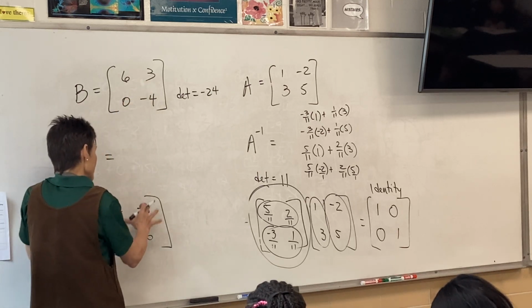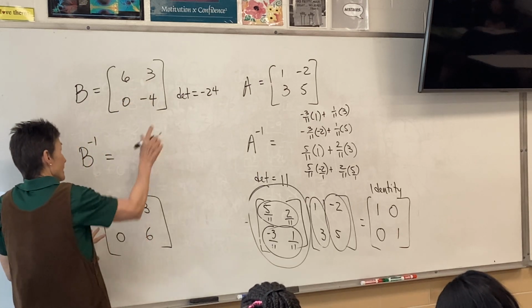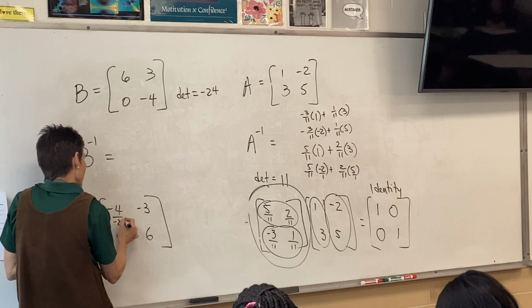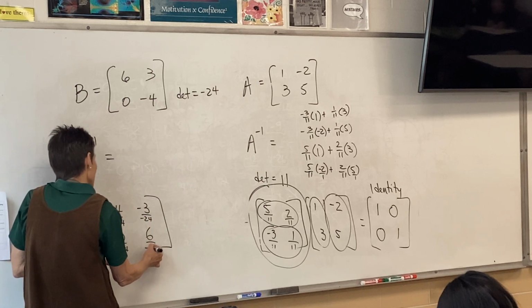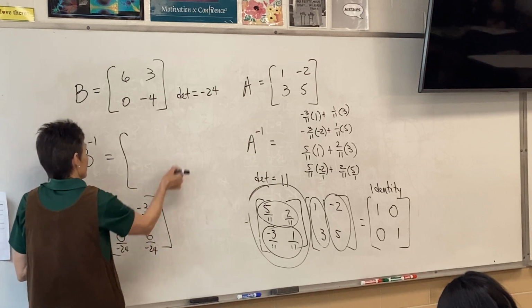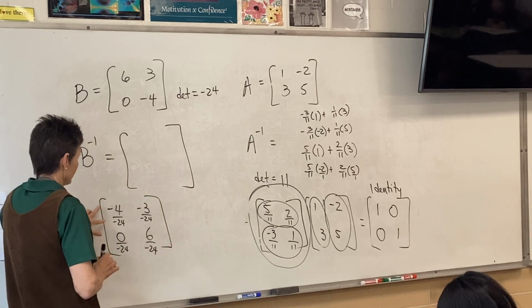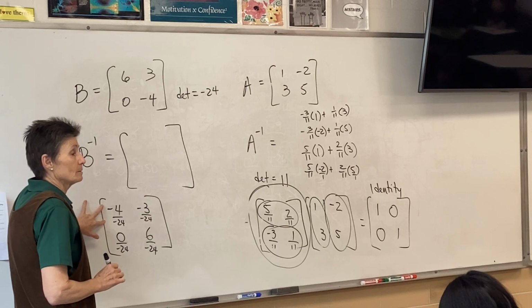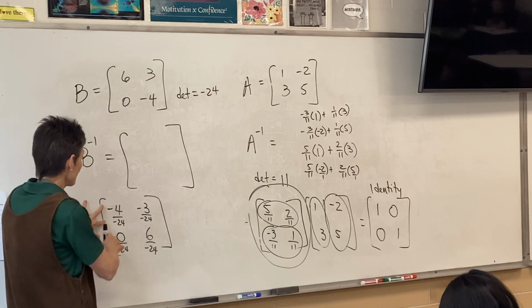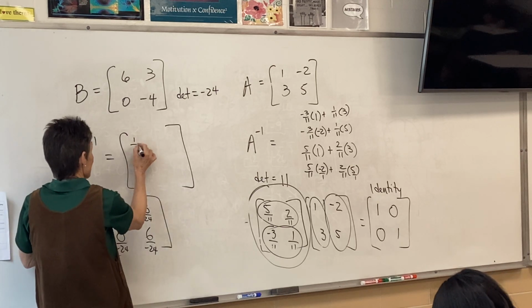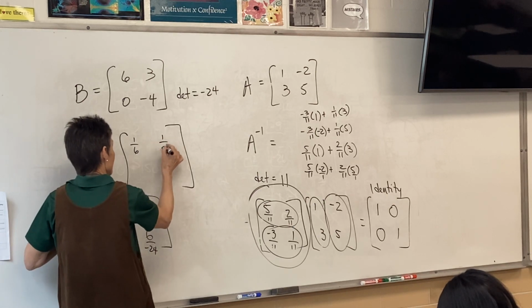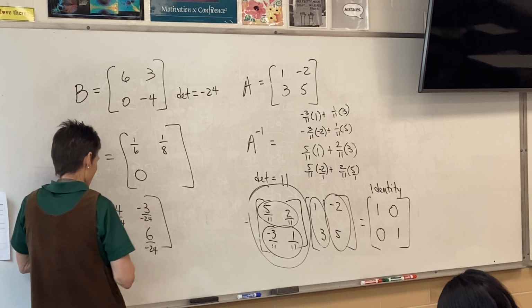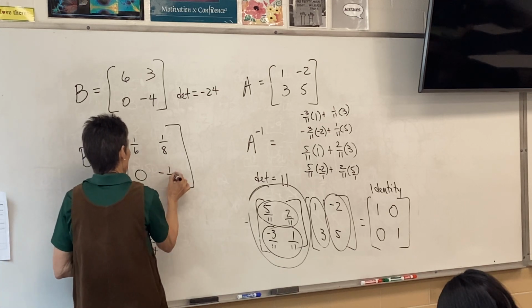Then we take all of these new numbers we just got and divide them by -24. So this one we are going to be able to simplify. So our inverse will be 1/6, 1/8, 0, and -1/4.